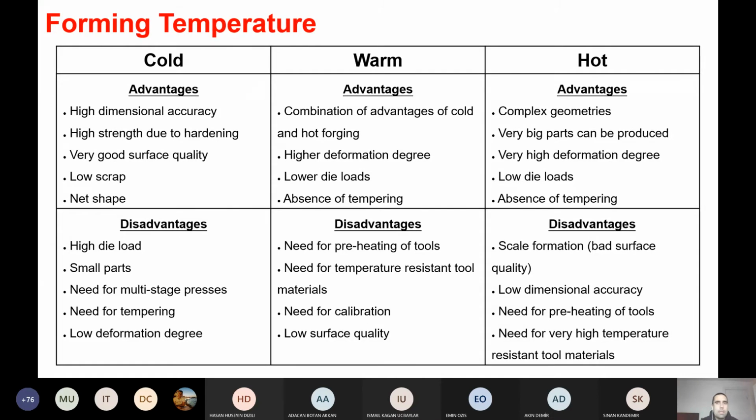But in some cases, for instance, if the part can be barely formed in cold condition, we can heat it up a little bit, up to 300-400 degrees. We sacrifice a little bit from dimensional accuracy, maybe from surface quality, but then we will be able to form it in an easier way on a low capacity press, and we can produce a part which cannot be produced in cold conditions. So warm forging is the midpoint of these two ends of the different process types based on the temperature.